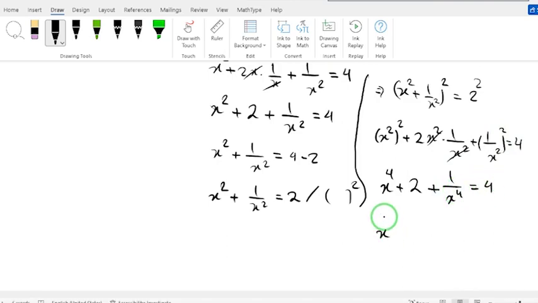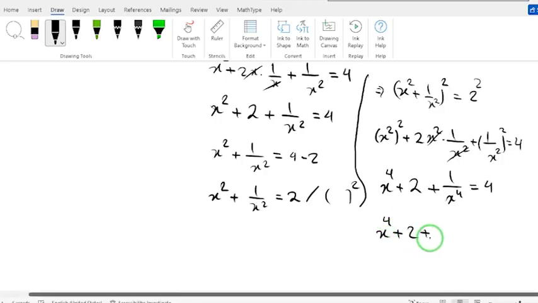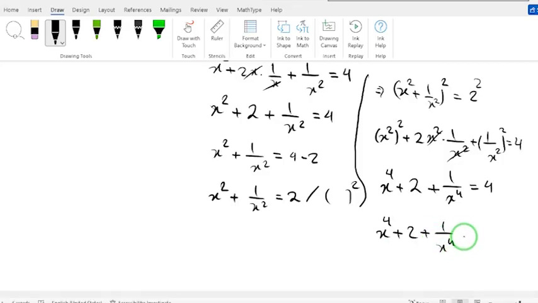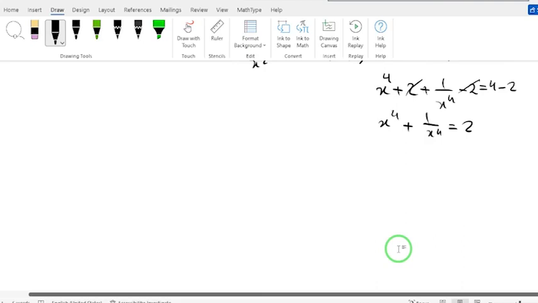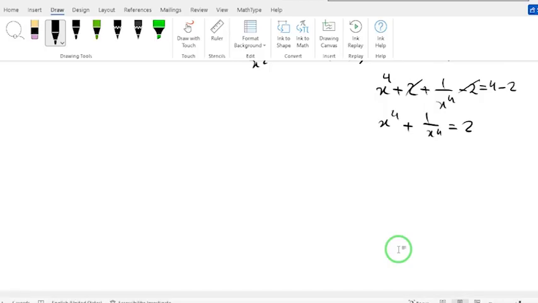Then here we can write x to the power of 4 plus 2 plus 1 over x to the power of 4, minus 2. On both sides of the equation we subtract 2 here, and simplify: x to the power of 4 plus 1 over x to the power of 4 equal to 4. Then here we take the result, no matter how many times we raise to the power of 2 the whole side of the equation, the result is a constant, 2.